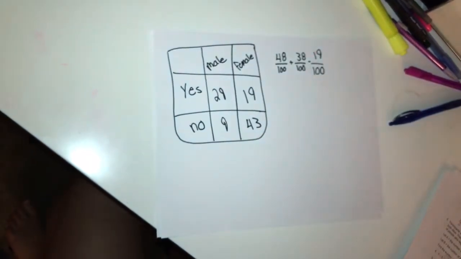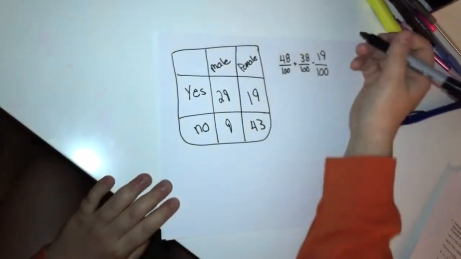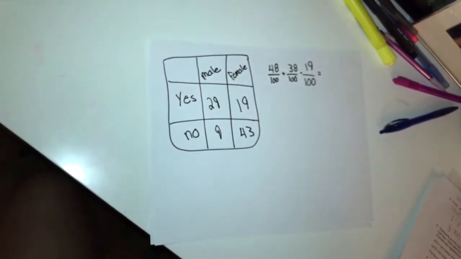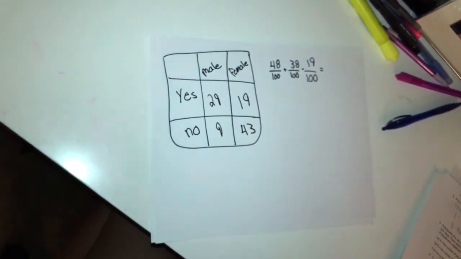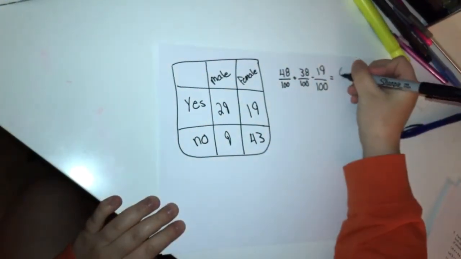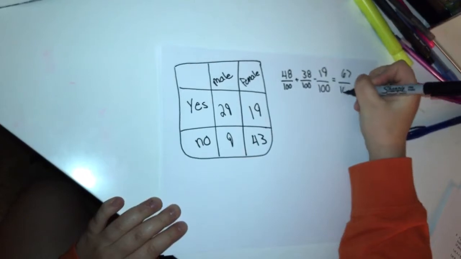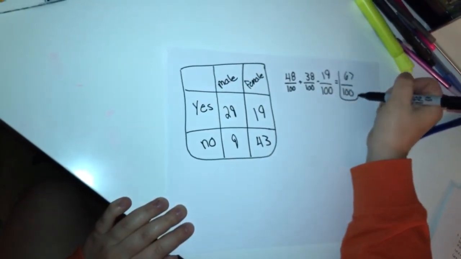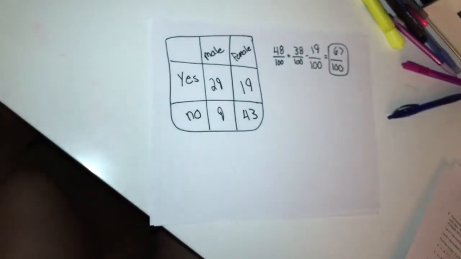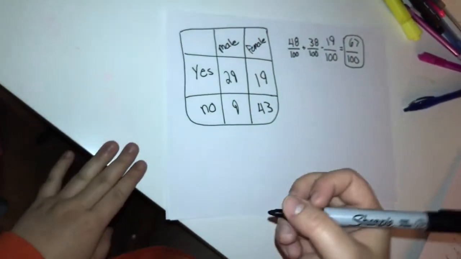And so we end up with the answer 48 plus 38 minus 19, which would equal 67 over 100. So the probability that the person answered yes or was a male is 67 over 100.